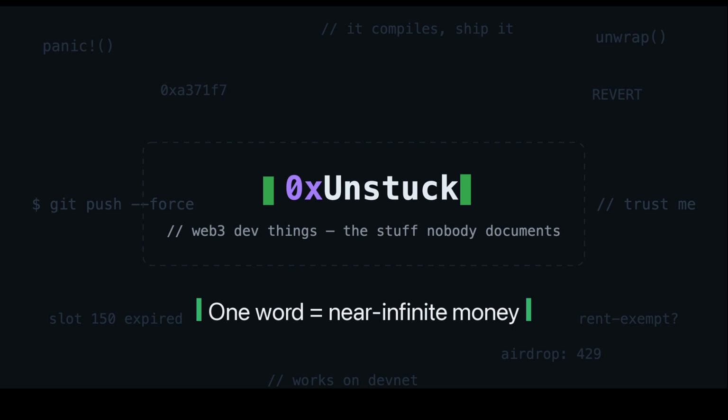Welcome to Unstuck. Today, an integer overflow bug that let an attacker turn a few dollars into a near infinite balance and drain a vault, about $900,000 gone. The cause is a single keyword, unchecked. We'll see exactly why it's dangerous, reproduce it live, and fix it, with a simple example first, so it clicks.